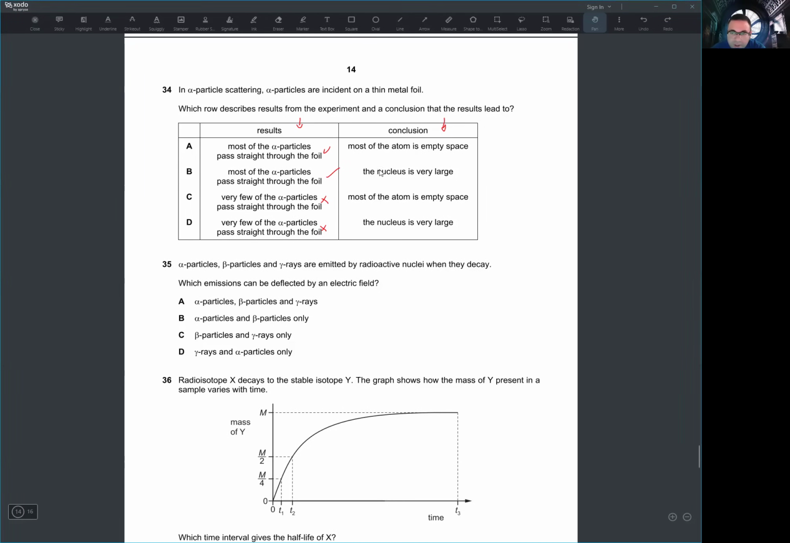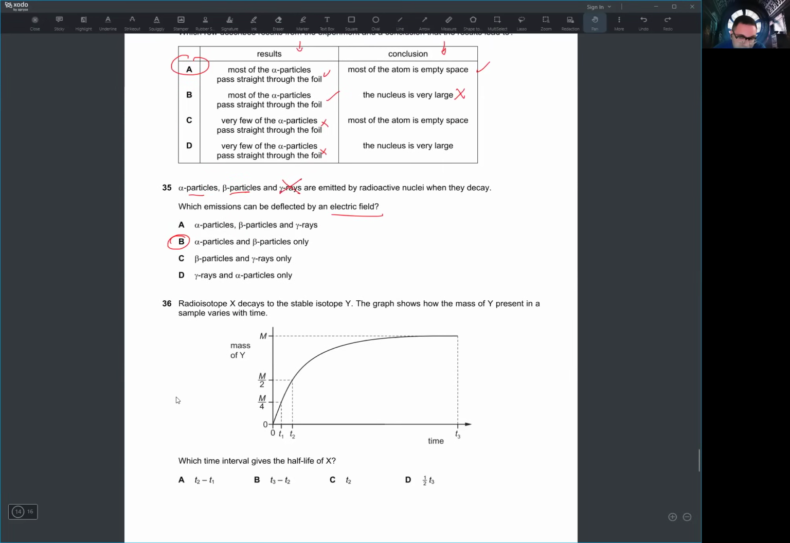Let's continue. The nucleus, most of the atom is empty space, the nucleus is very large. This is physically incorrect. This is correct. So 34A. 35. Alpha, beta, and gamma are emitted by radioactive nuclei when they decay. Which emissions can be deflected by an electric field? So gamma isn't. These two are. So alpha, beta. He didn't even ask for the direction, just saying who's deflected.